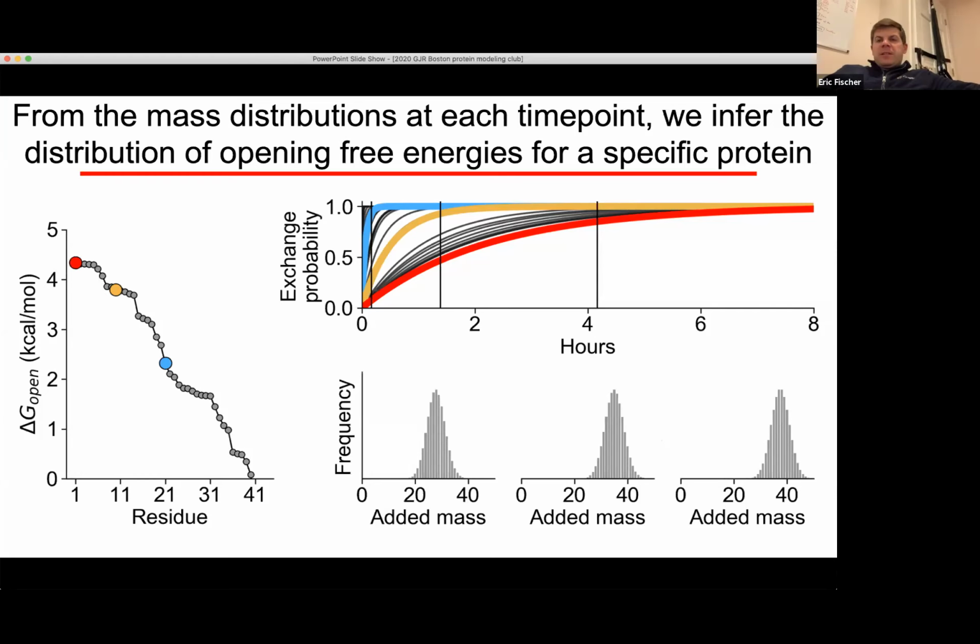Out of curiosity, this is Eric. Since you're using ion mobility, what instrumentation are you using? It's a Waters Synapt G2S. Okay.